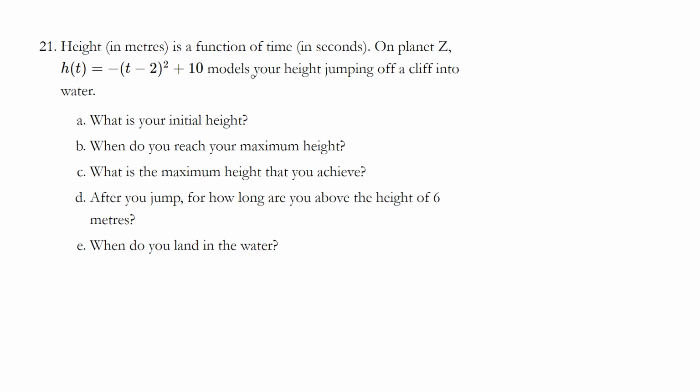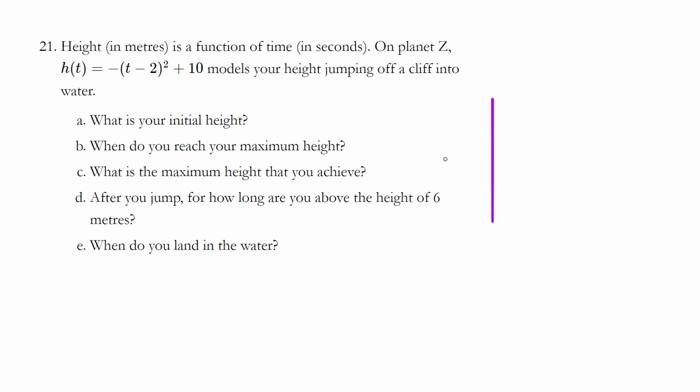So we have height as a function of time in seconds on this different planet. And we have an upside down parabola. Instead of x, we're using t. Instead of y, we're using h. So let's draw this graph roughly.